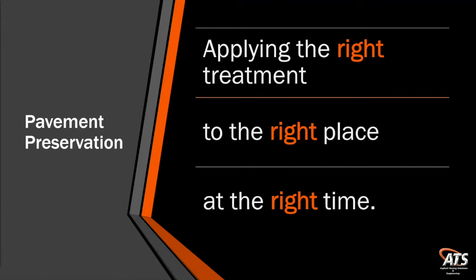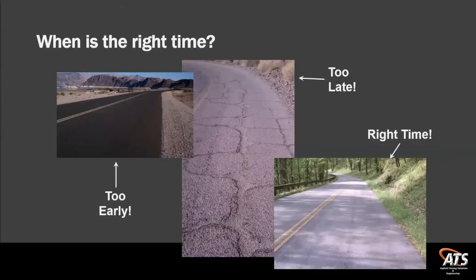The big term for pavement preservation is the idea of applying the right treatment to the right place at the right time. So remember that curve, it's all about timing, but it's also about where, when, and what. So what does that mean? When is that right time?